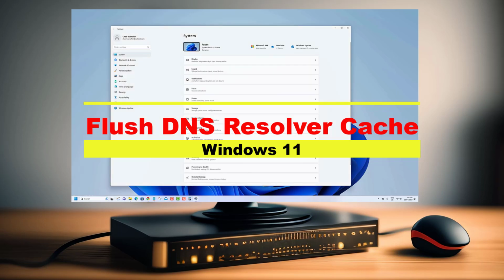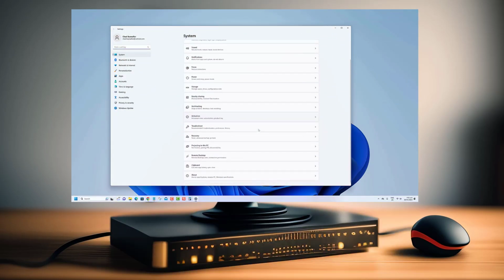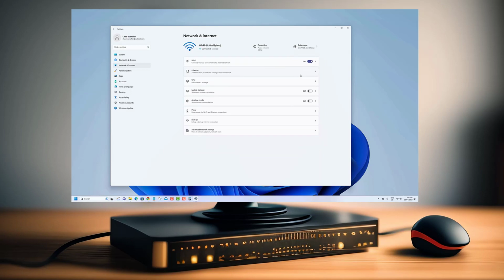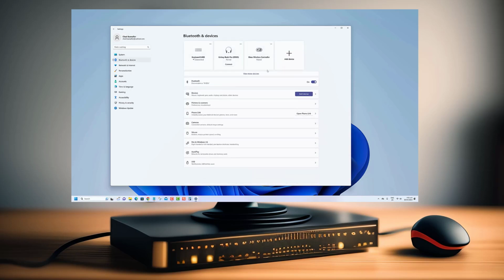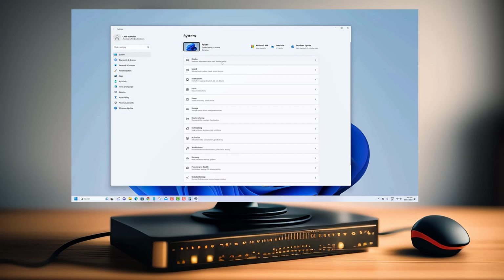In today's video, we're showing you how to flush the DNS resolver cache. You might be wondering, why would I need to flush the DNS resolver cache? Well, over time, your computer's DNS resolver cache collects information about domain names and their corresponding IP addresses.